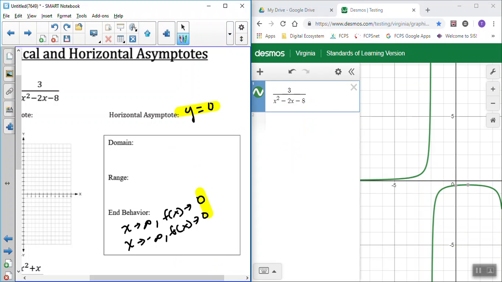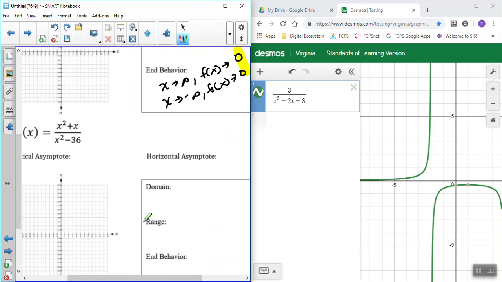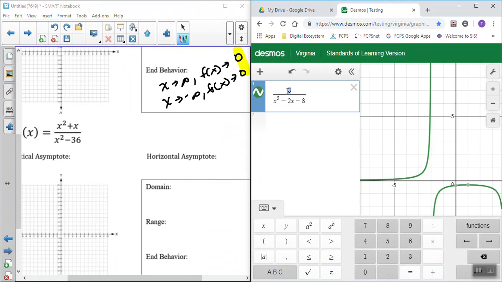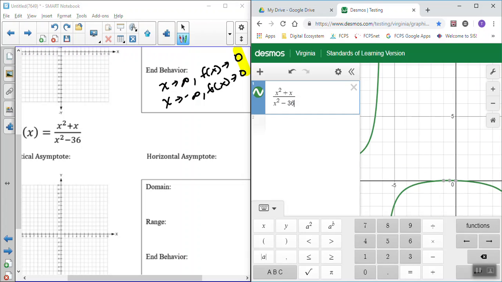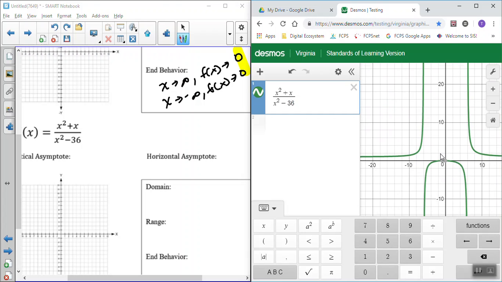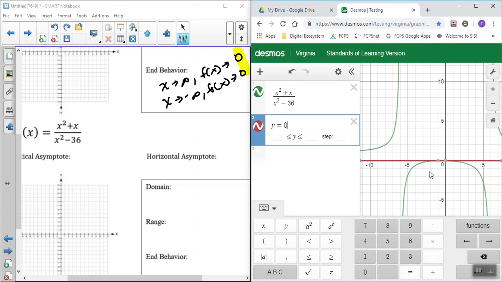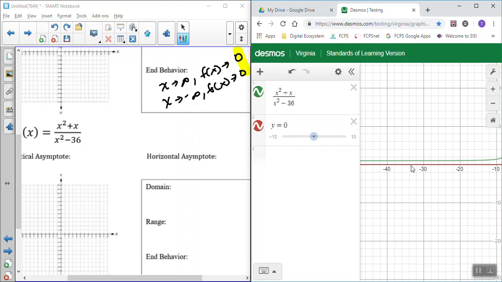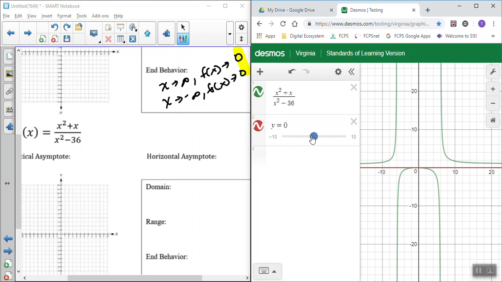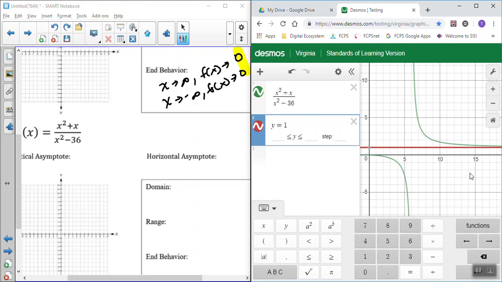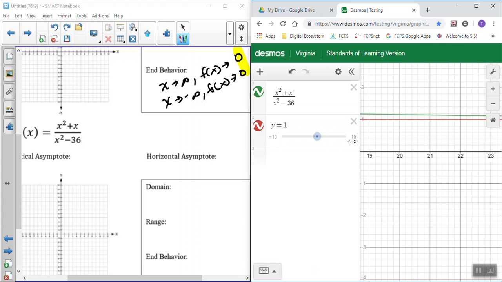Okay, let me do the last example here. I'll plug it in. In the numerator, you have x squared plus x, and in the denominator you have x squared minus 36. Let's look at what my horizontal asymptote is. It's not y equals 0 because we want this green line to be closer and closer to my end behavior. So it looks like I need to move it up a little to 1 maybe? Yeah, it looks like the horizontal asymptote is at 1.